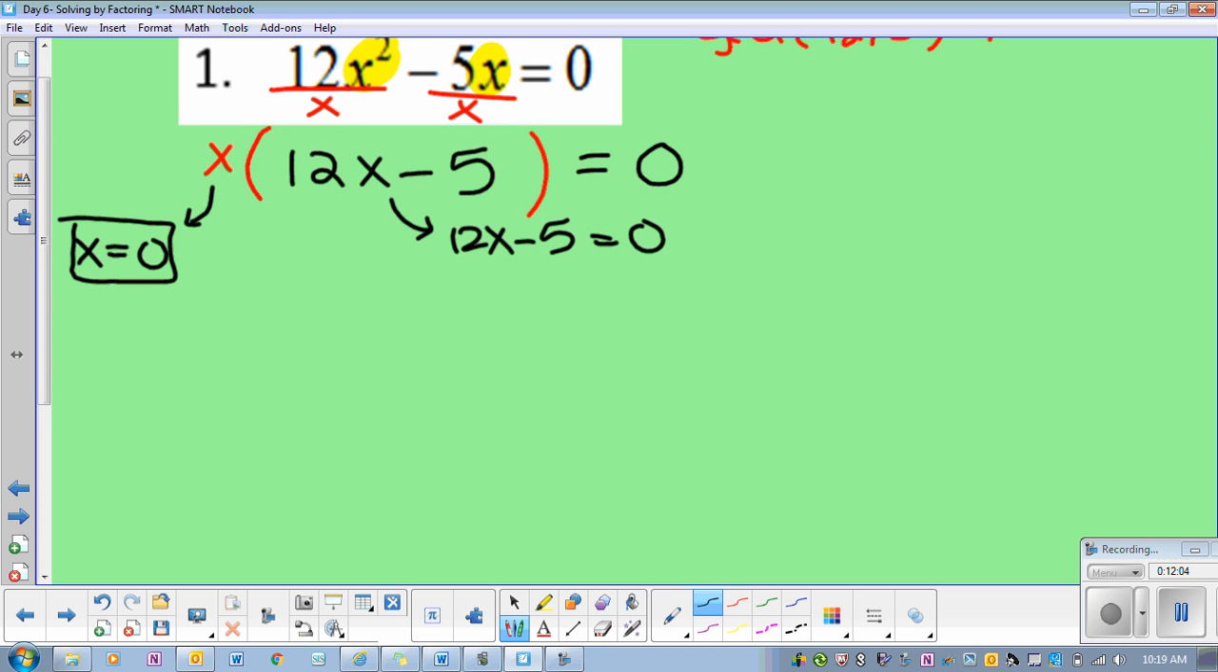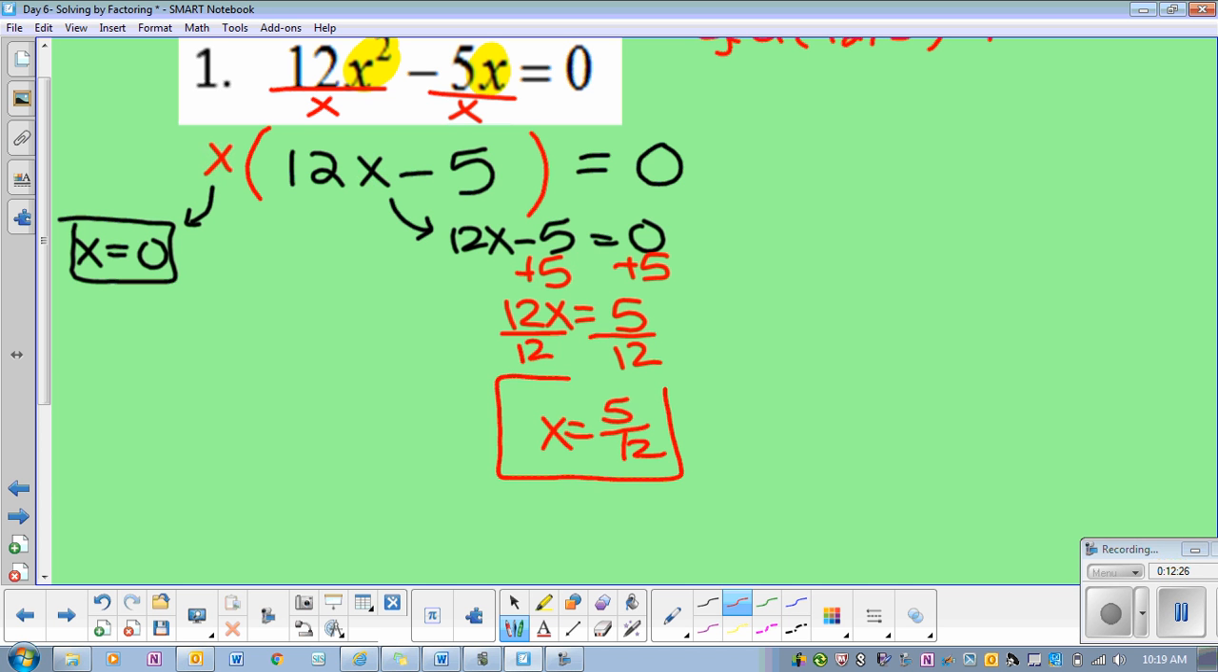Let's look at 12x minus 5. What should I do first? Add 5. Add the 5. Good. 12x equals 5. Now what? Divide by 12. Good. Oh, an ugly fraction, huh? But that's okay. And I like fractions. Don't turn them into decimals, please.